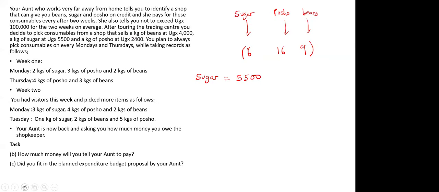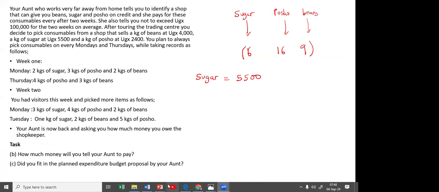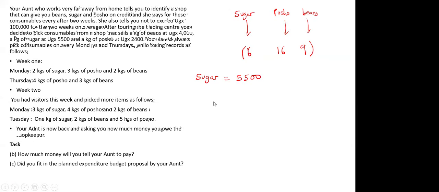Okay. Now, we have the other item. We have sugar. You're going to Posho. Now, when you check here, we are noticing that Posho is 25. So I'll come here and I write our Posho as 2400. Then I have the beans, which are at 4,000.